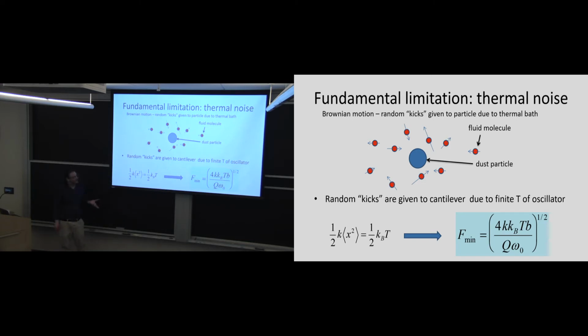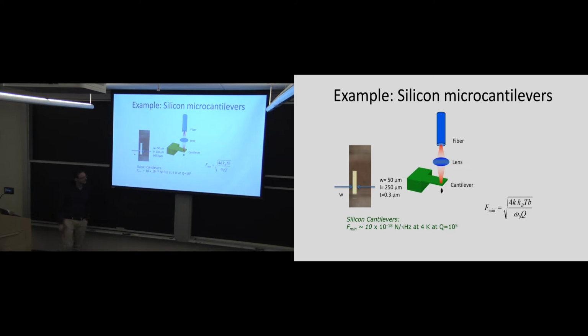Similarly, I have this cantilever beam that's in contact with a thermal bath at some finite temperature. And so I can write down from the equipartition theorem in statistical mechanics that in the presence of these kicks from the thermal bath, there's a minimum force I can detect on top of those thermal kicks. That minimum force basically goes like the thermal energy kT times my spring constant times the measurement bandwidth, divided by the product of the frequency of the oscillator and that mechanical quality factor Q, all to the 1/2 power.